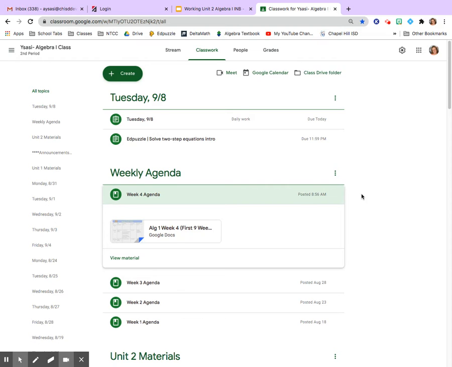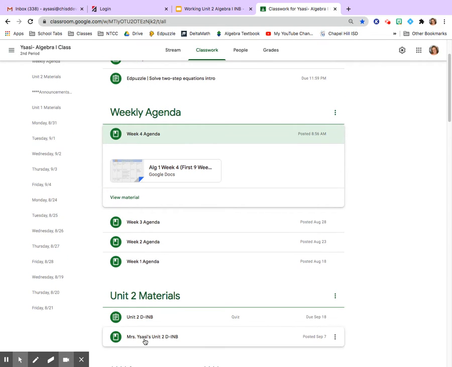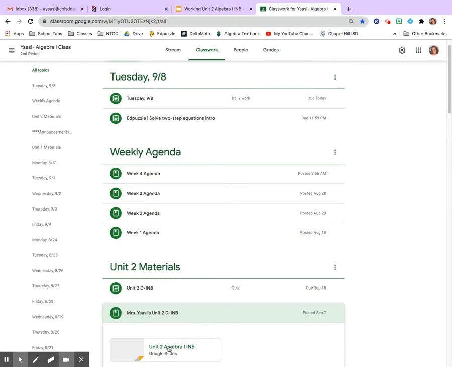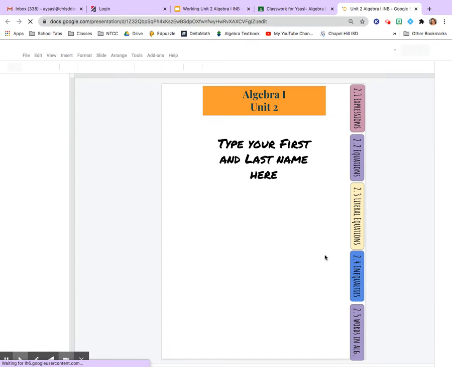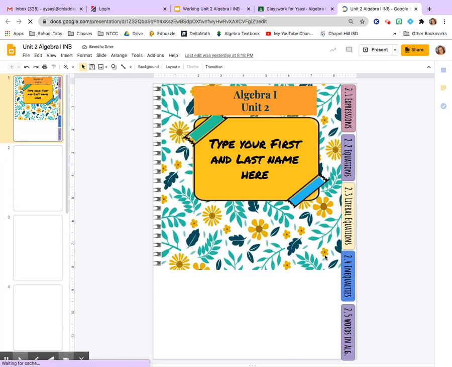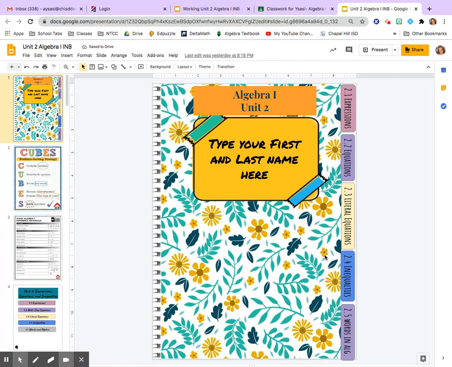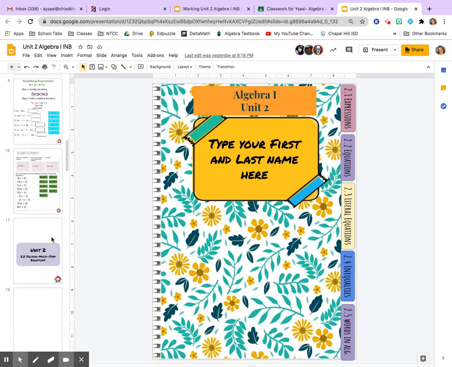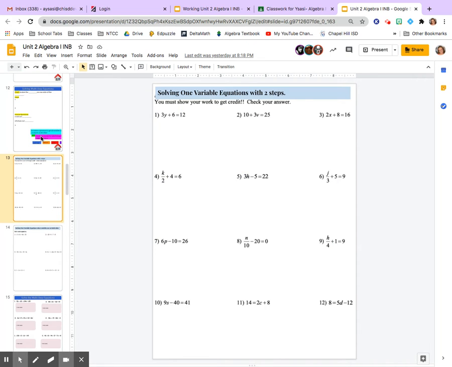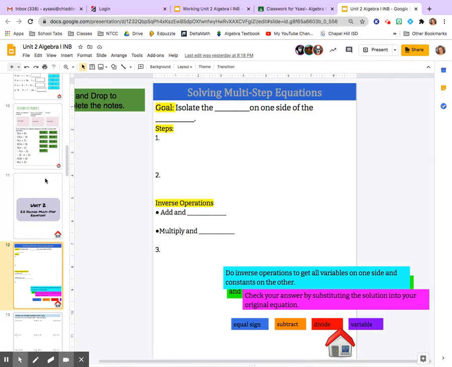So first thing we need to do is we need to go to Missy Saucy's Unit 2 Digital Interactive Notebook. Open up your Unit 2 Digital Interactive Notebook and then open up mine. We're going to try this out. This one you shouldn't be able to edit. You should just be able to view it. It should say view only. And you're going to go to my slide. What slide would that be?